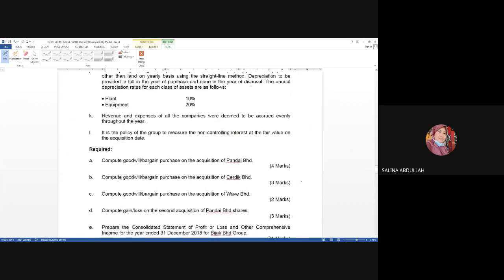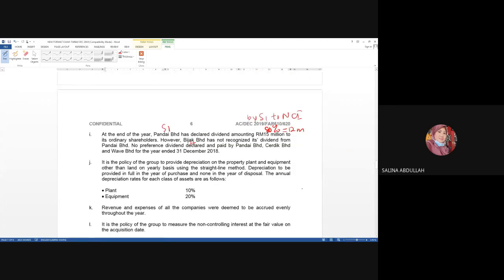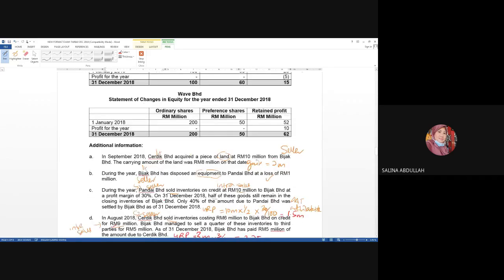Let's discuss additional information J. This is depreciation. Don't forget that we have to provide for depreciation as well. There are a few places where you will have to adjust for depreciation as in additional information, like here we have equipment. Equipment was sold at a loss of 1 million. So definitely there will be an adjustment to depreciation, because if you can still remember, I did mention that if it is URP, the amount of URP will be eliminated. However, the amount of depreciation will be added.